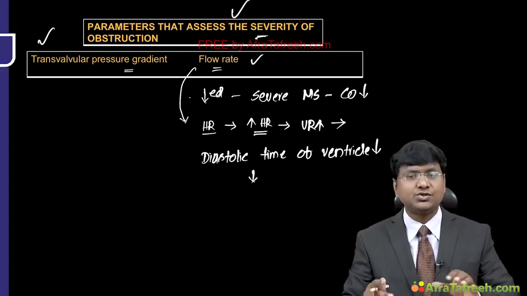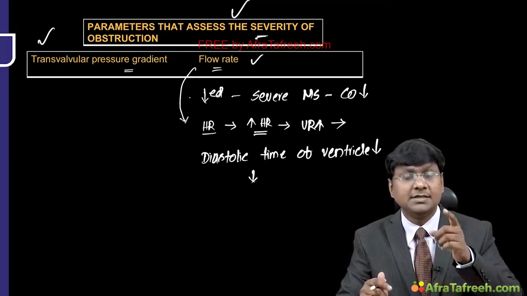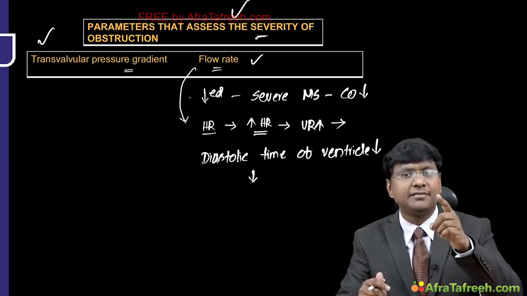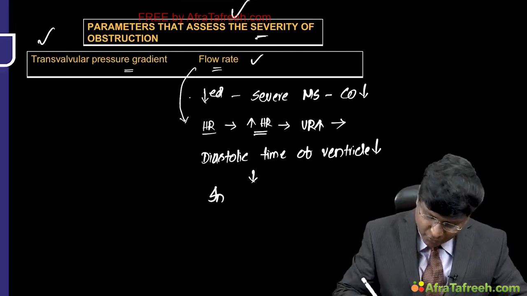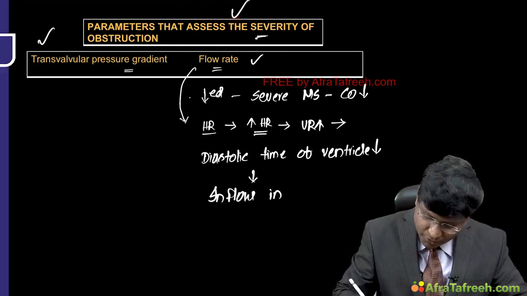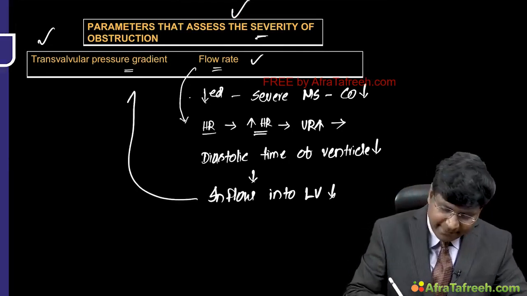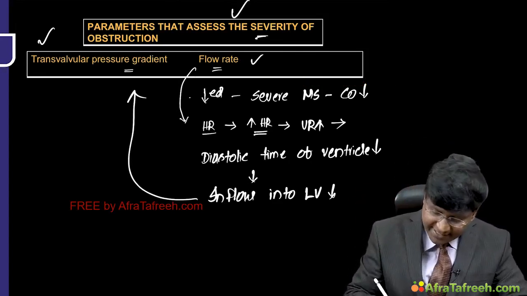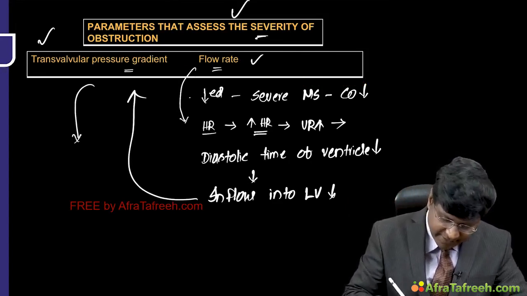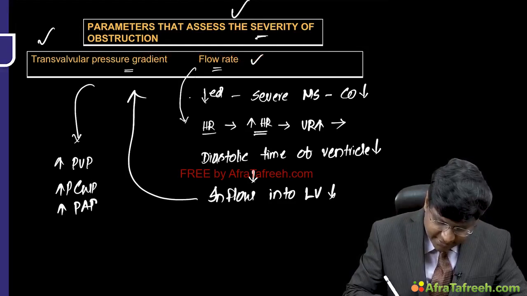Now, once the diastolic time of the ventricle is reduced, what will be the problem? The blood which has to come from left atrium to the left ventricle during diastole will be reduced. So the inflow into the left ventricle will be reduced. Once the inflow is reduced, what will happen to the gradient again? The gradient increases. Once the gradient increases, that will cause an increase in the pulmonary venous pressure, an increase in pulmonary capillary wedge pressure, and an increase in the pulmonary arterial pressure.